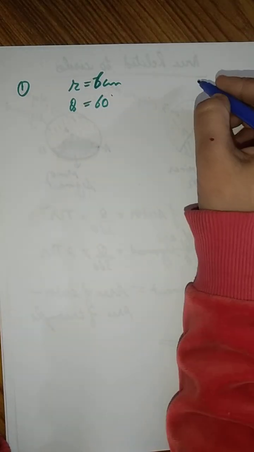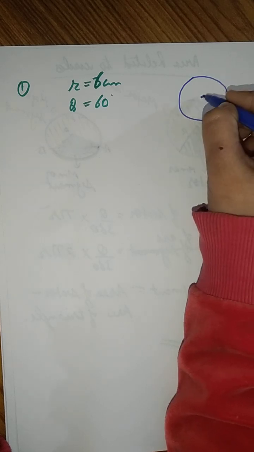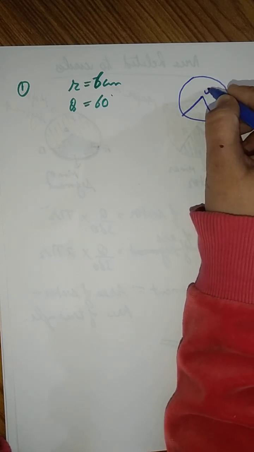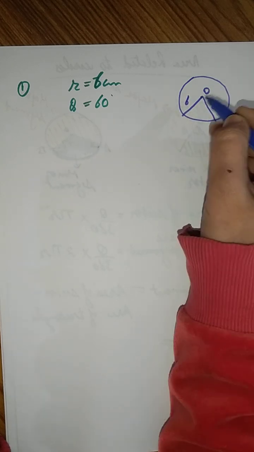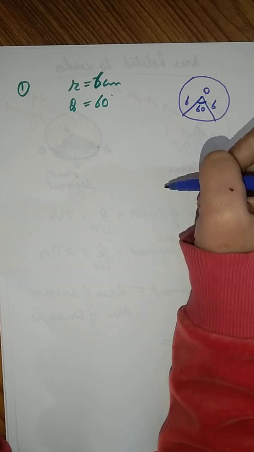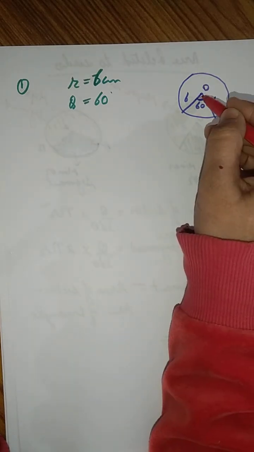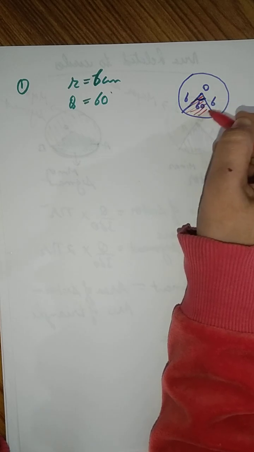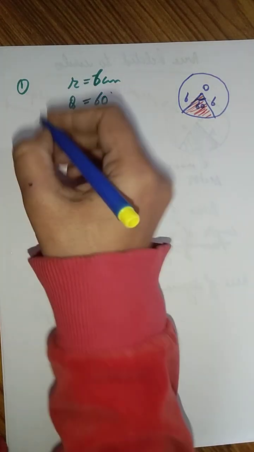So actually the figure is like this. This is a circle, and let us suppose this is the center O. The radius is given as 6 centimeter, and the angle between these two radii is theta, which is given as 60. We have to find the area of this shaded region. This is the sector.